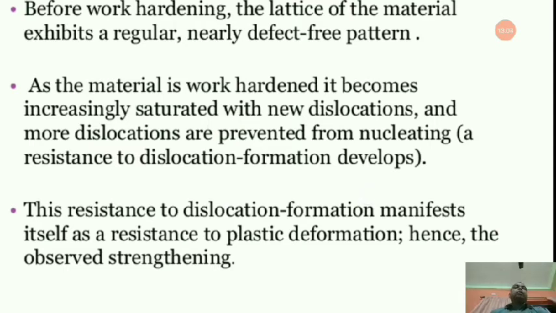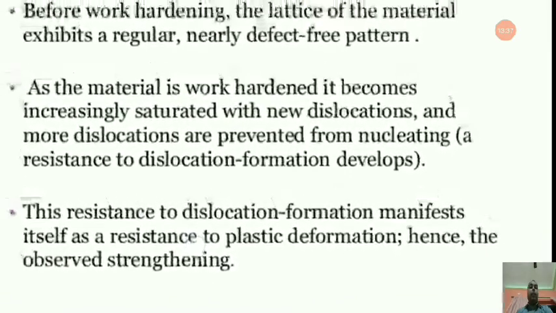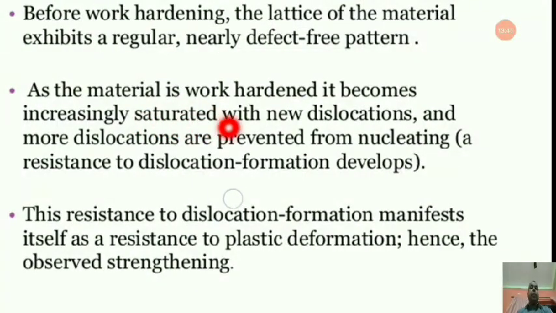So actually they are talking about this lattice, this structure, you can say the metal structure. You can simply guess that the structure of the material exhibits a nearly defect-free pattern, and as the material is work hardened, it becomes increasingly saturated with new dislocations. So they are talking about the crystal structure. You already heard the name of the structure of the crystal. Okay. So before the work hardening, the material has a defect-free pattern. Now, after the work hardening, as the metal is work hardened, it becomes increasingly saturated with new dislocations.